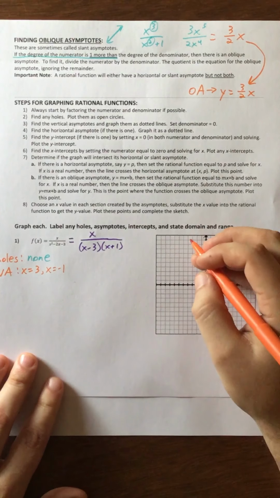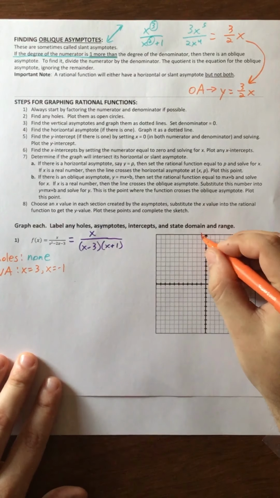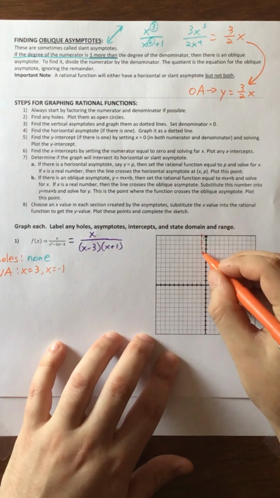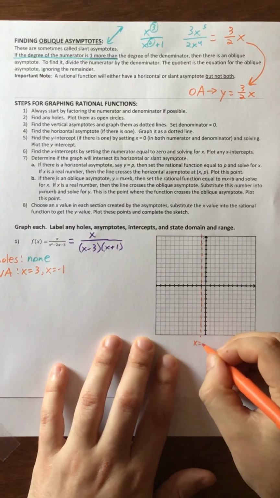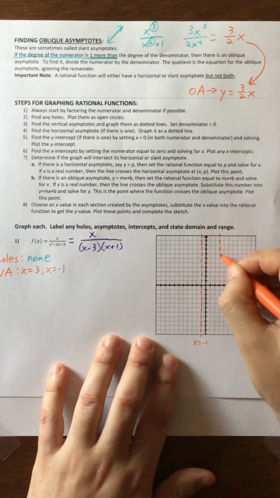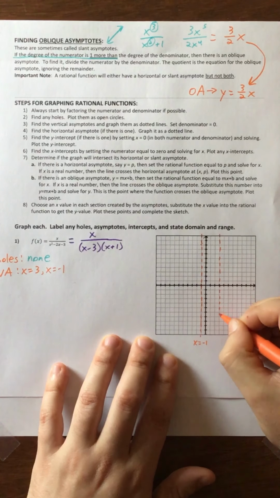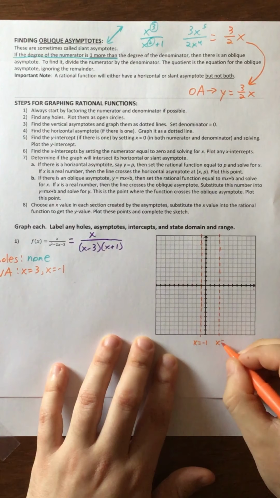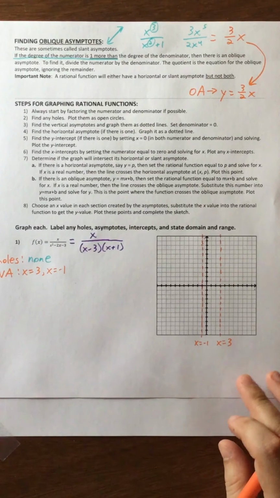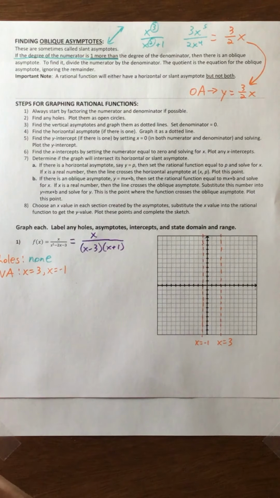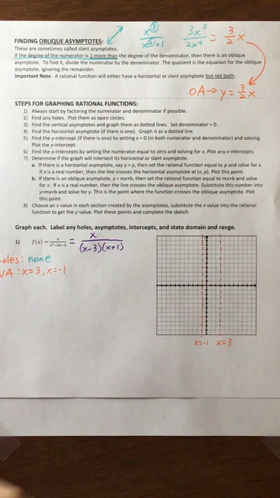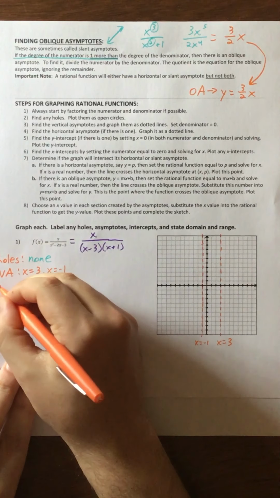Okay, let's plot those vertical asymptotes. Make sure you make your asymptotes dotted lines. Step 4. Find horizontal asymptotes, if any. And just another thing I like to add in here is the number of branches.